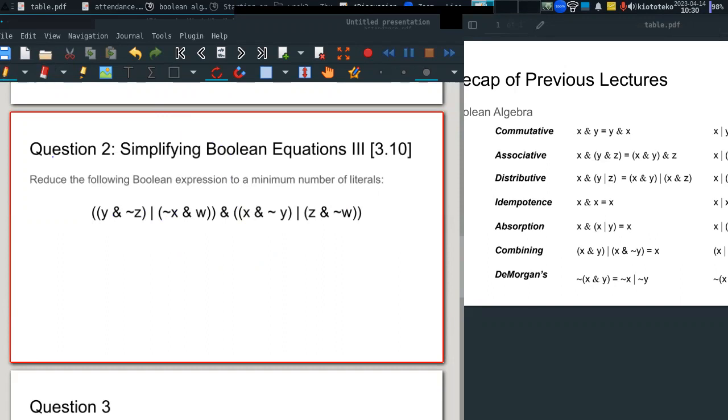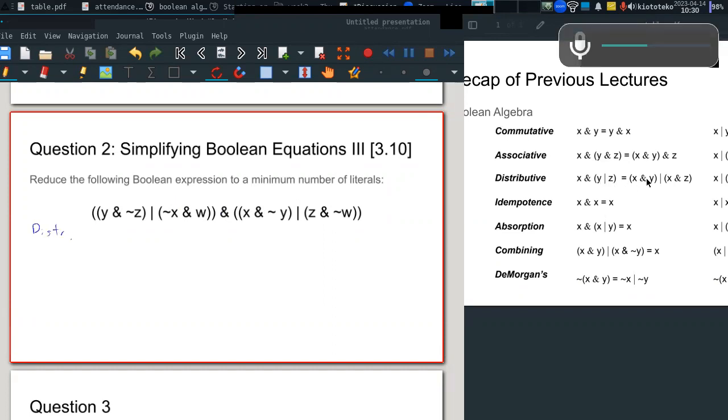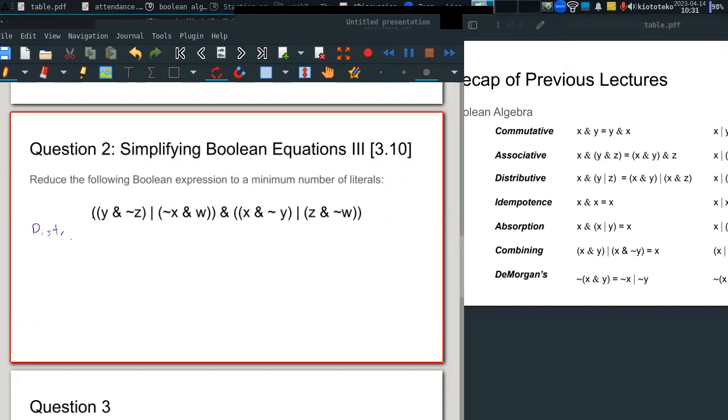Anyone want to? With which terms? Well, we could try the two larger terms between the ANDs. All right, let's see. This is a lot. So we can apply distributive this way: this term with this term and this term with this term, and we can see what happens.